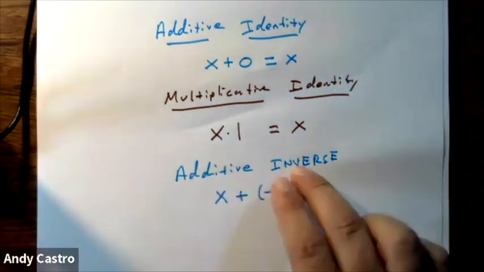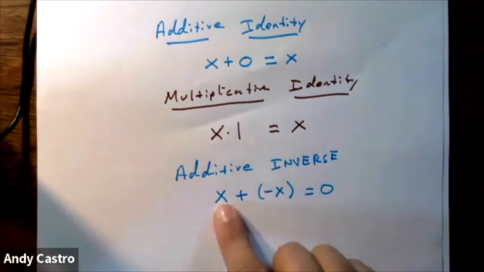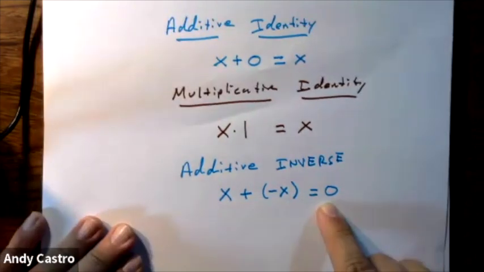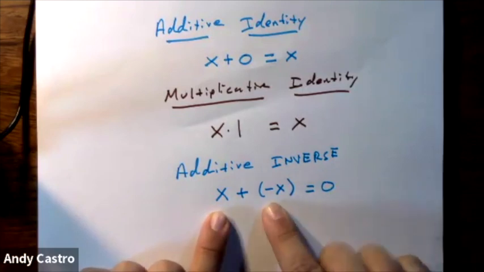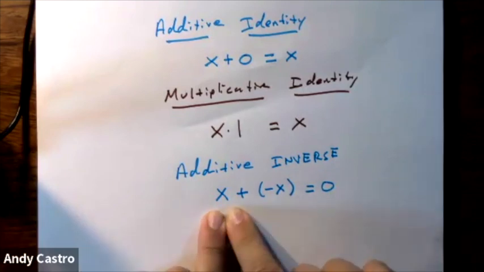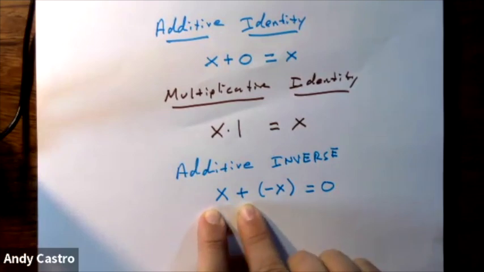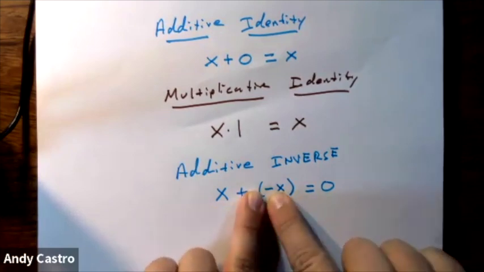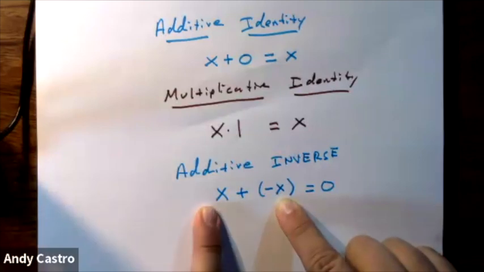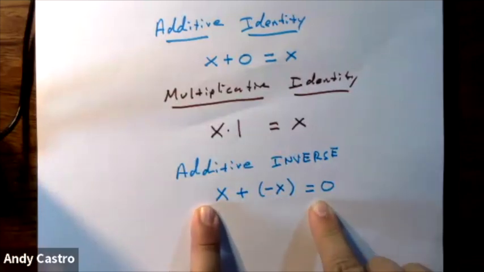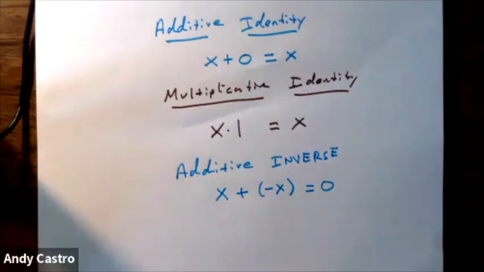All right, so that is additive inverse. Any number plus its opposite will result in 0. So this would be like 3 plus negative 3. But x could also be negative. So x could be negative 3. And then we're adding it to the opposite of negative 3, which would be positive 3. So negative 3 plus positive 3 would also give me 0.